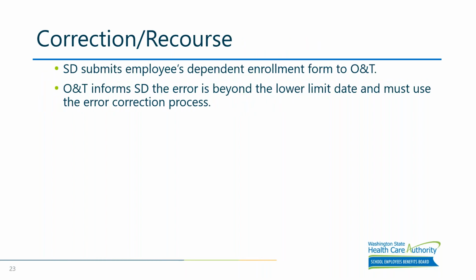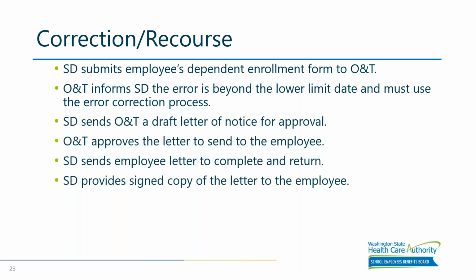School district submits the employee's dependent enrollment form to outreach and training. Again, this is beyond the lower limit. So outreach and training informs the school district the error is beyond the lower limit date and must use the error correction process that we talked about earlier. The school district then sends outreach and training a draft letter of notice for approval. Outreach and training approves that letter to send to the employee.